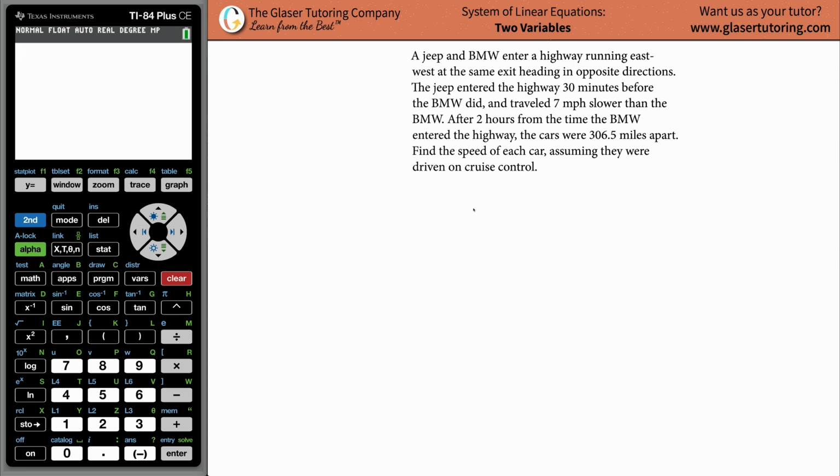Let's get down to it, right? So let's do this one. It says a Jeep and a BMW enter a highway running east to west at the same exit, heading in opposite directions. The Jeep entered the highway 30 minutes before the BMW did, and it traveled 7 miles per hour slower than the BMW. After 2 hours from the time the BMW entered the highway, the cars were 306.5 miles apart. We need to find the speed of each car, assuming they were driven on cruise control.